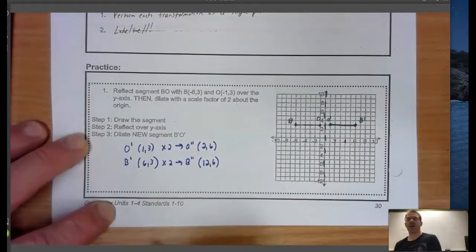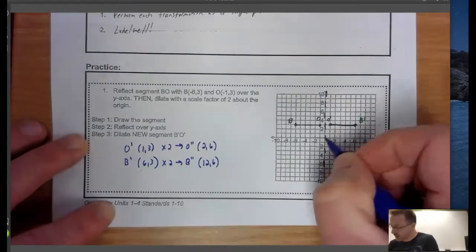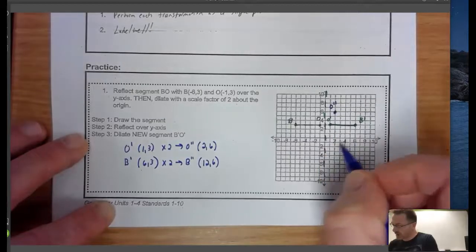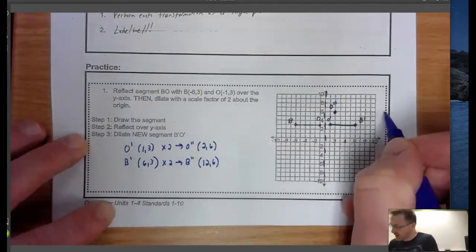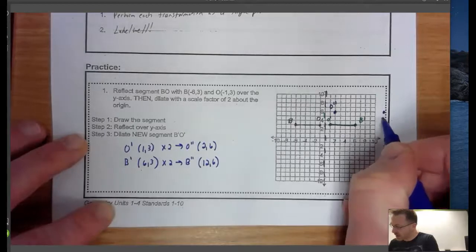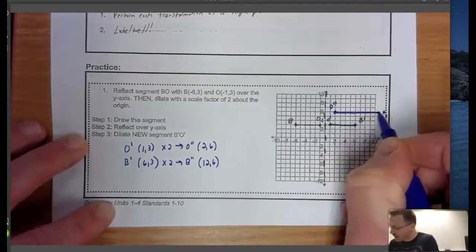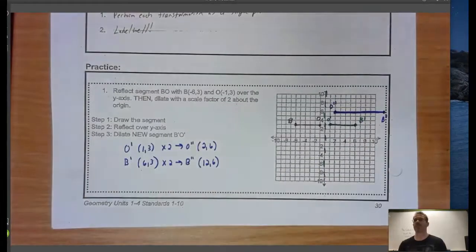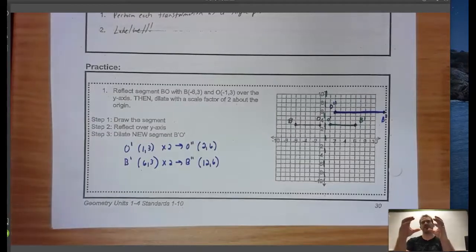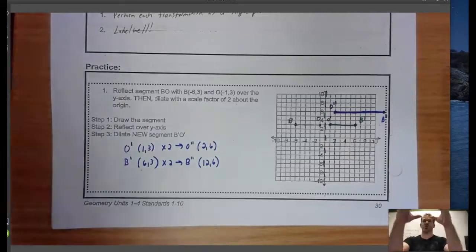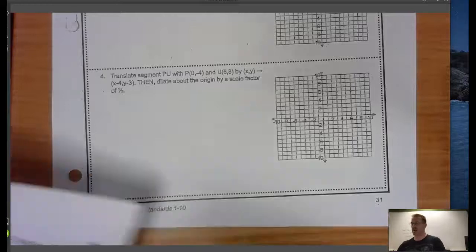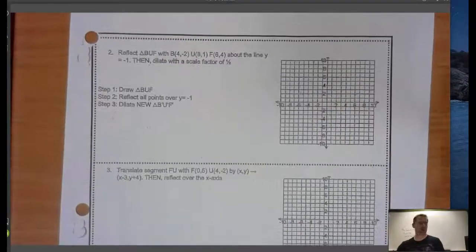So 2, 6 would be here. There's O double prime. And 12, 6 takes us a little bit off here, so I'm going to estimate that. 12, 6 is kind of over there. So there is our final piece, B double prime, O double prime. And that's all you do. Just take the first thing, do that, and then work from your new picture to perform whatever is next in your progression. So now let's flip the page and look at problem 2.